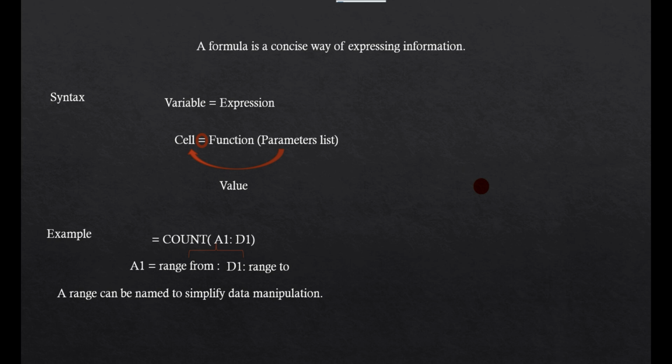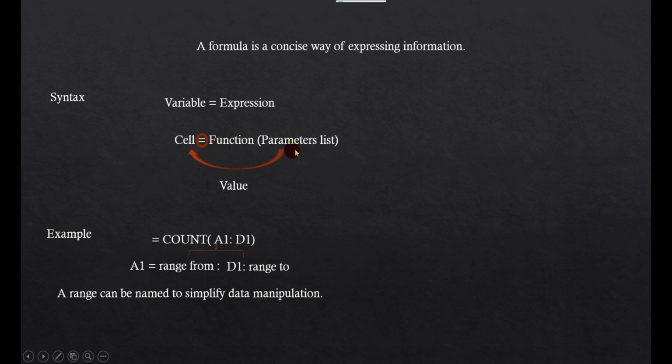As you see in front of you, the general syntax of a formula is variable equal to expression. In Excel, a cell replaces a variable as a place that receives the value from the function or the expression. Then you have the equal. This equal is very important to add, otherwise Excel won't know that you are talking about a formula.